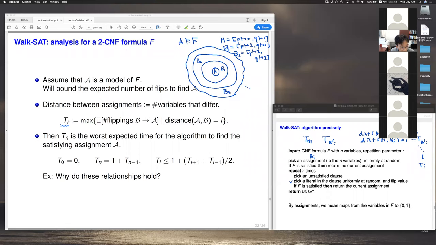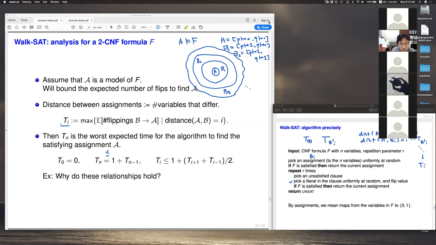And it happens that Ti satisfies this inequality. T0 is equal to zero. This means the current starting state is exactly A. A satisfies the formula F, so it terminates. And also you can prove that Tn is less than or equal to 1 plus Tn minus 1. Ti is less than or equal to 1 plus the formula that you see on the screen. I didn't give you the formal mathematical proof, but I gave you some idea last time about how you can go about proving these inequalities.